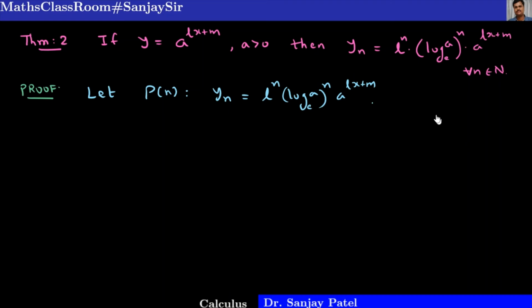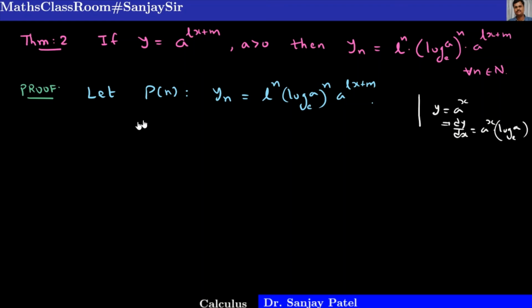First of all, let us recall that for the basic function, if we have y is equal to a raised to x only, then we know that its derivative dy by dx is a raised to x into log a to the base e. So this is the standard formula you have studied in high school. Now we have written this function a raised to x in a general form, a raised to lx plus m. So the power can be any expression like this, lx plus m.